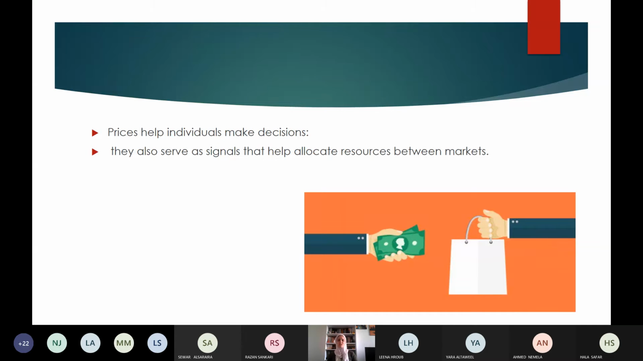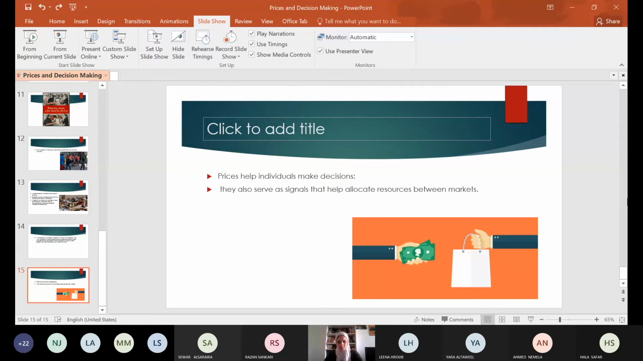I give you a salary, you're free to do whatever you want. You go to the open market and buy as you want. Prices also serve as signals that help allocate resources between markets. How? The producer will feel that we buy more potatoes, so they increase the price of potatoes, and that's it. The movement of a price. You understand, girls?